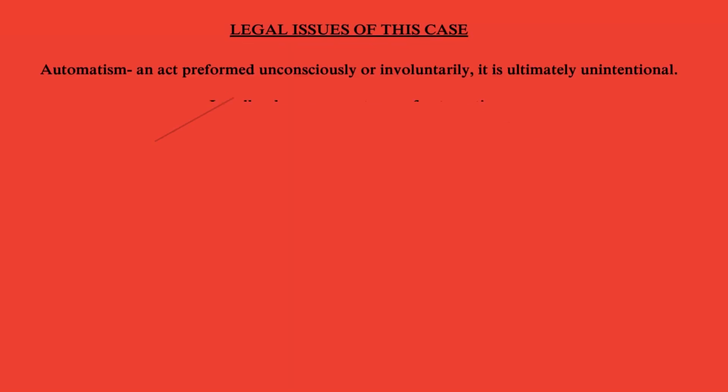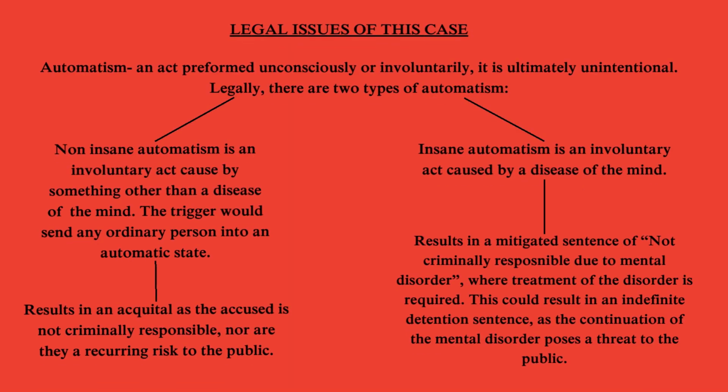A major legal issue involved in this case is that of automatism. Automatism is a legal defense of an act that is performed unconsciously or involuntarily. It ultimately is unintentional. There are two types of automatism under the law. Non-insane automatism is an involuntary act caused by something other than a disease of the mind. Non-insane automatism results in an acquittal as the accused is not criminally responsible, nor are they a recurring risk to the public.